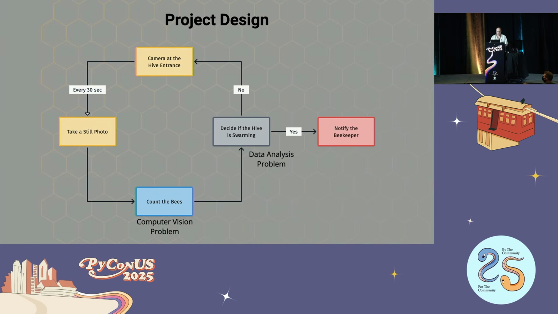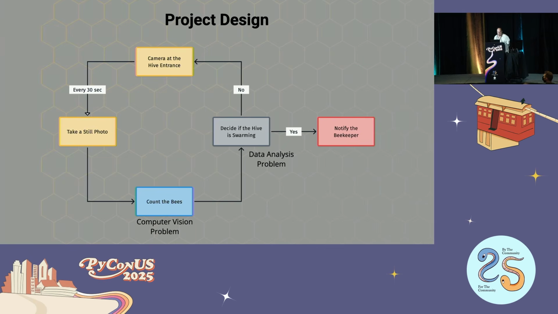My proposed project design is to use a Raspberry Pi to take an image of the entrance to the hive every 30 seconds. Using that image, I can count the number of bees at the hive's entrance, and from the counts over a time series, discern whether the hive is in the process of swarming. If it is, notify the beekeeper, who can then capture and rehive the swarm and make sure that the daughter hive is successful in raising a new queen.